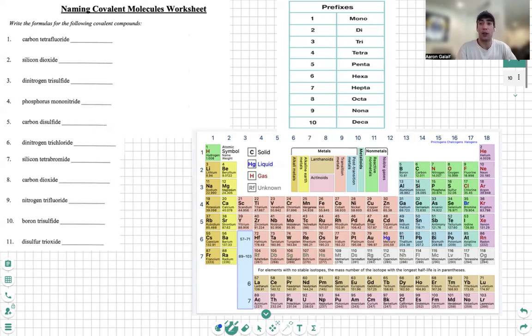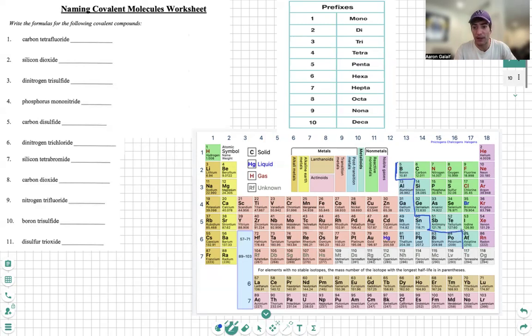Now, the number one thing we have to remember about covalent bonds is those are the only ones that use the prefixes when we're naming things. So if you recognize a name that has prefixes, it is covalent. If you notice that two elements are non-metals, it is covalent.